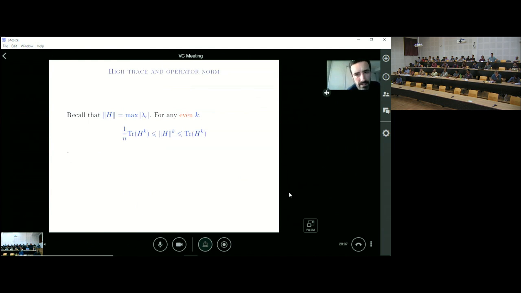So now that we have seen more or less how to estimate the empirical spectral distribution thanks to trace of powers, I will explain to you how to also control the operator norm. So if you take an even number k, you have the following inequalities which connect the trace of H to the k to the operator norm of H.